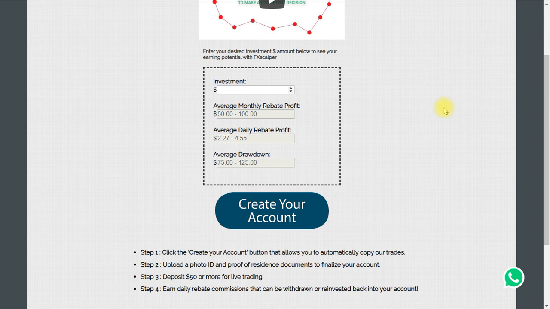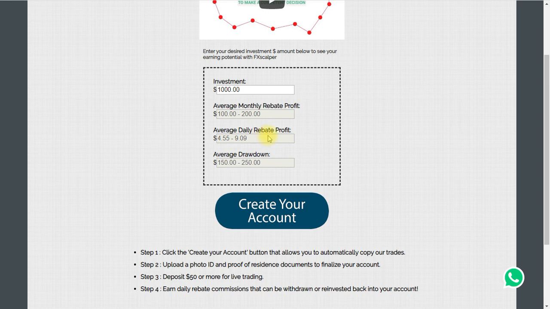So the more that you put into the actual system, the more money you'll be able to take out. You always want to keep that in mind. So if you come over here and say you want to drop in $1,000, that's just dependent on you. I'm not telling you to do that, but whatever your risk tolerance is, by all means do it. The average monthly rebate is going to be between $100 and $200 a month. The daily rebate will be between $4.55 and $9 a day.